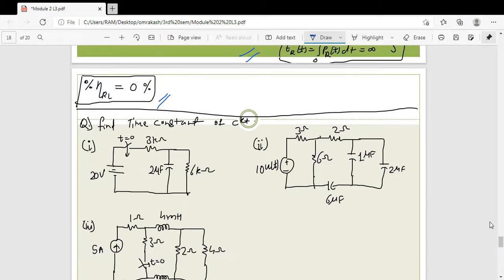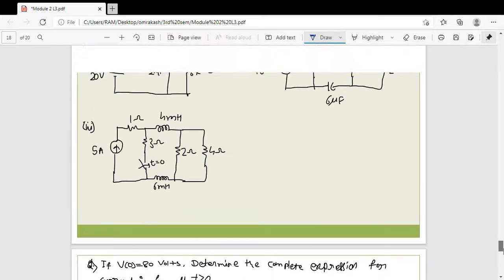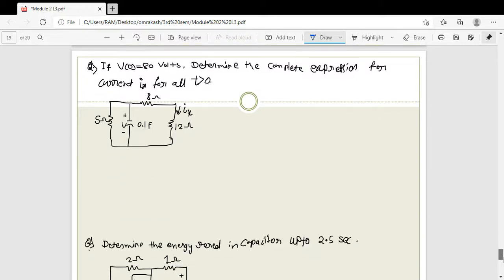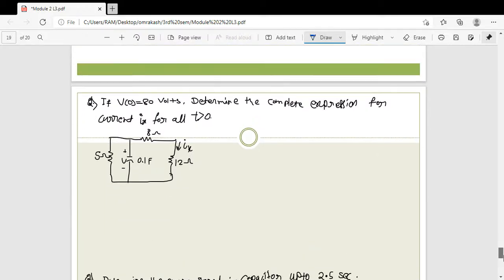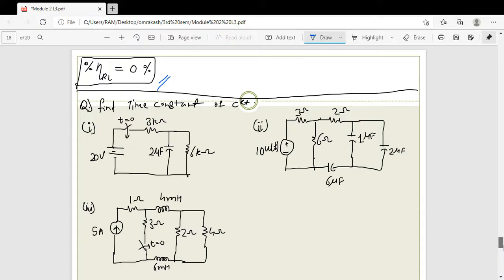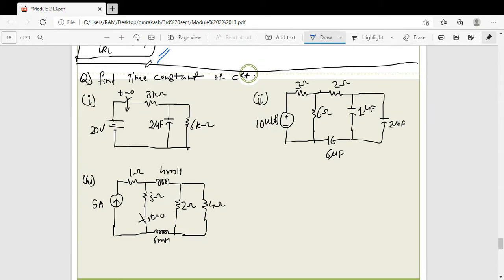Now here are some problems I'm taking. I'm not taking more problems because this class is mainly for derivation, so I'm taking some basic problems, but tomorrow I will take some more derivation. Yes, there is second order circuit still remaining, so we have to see that second order circuit, and then we will discuss some problems. Now here you have to find out the time constant for the circuit. Time constant is a very important thing. You must know how to calculate the time constant of the circuit.